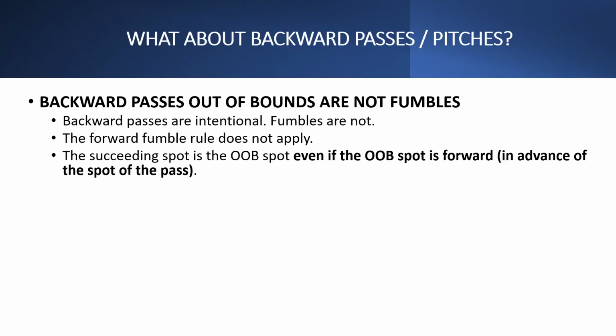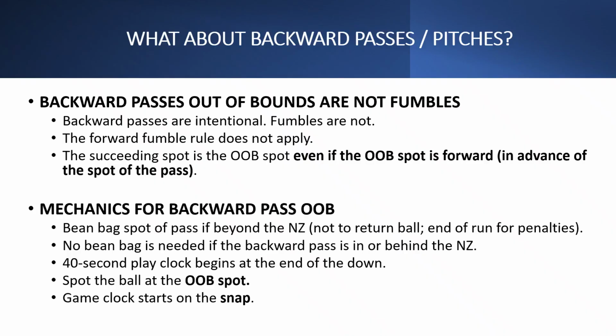If you have a backward pass that goes out of bounds, the succeeding spot is the out of bounds spot, even if that spot ends up forward and ahead of the spot of the pass. So what are our mechanics for backward passes out of bounds? They are what they've always been.